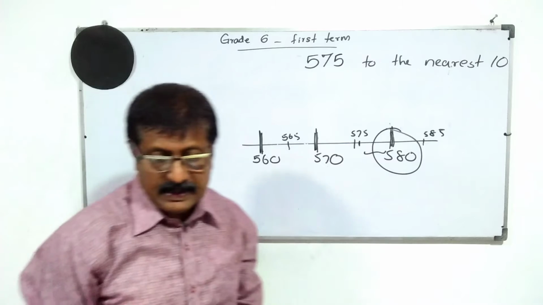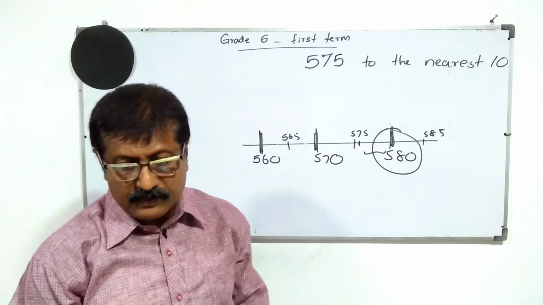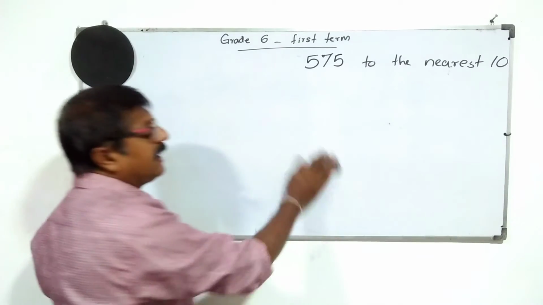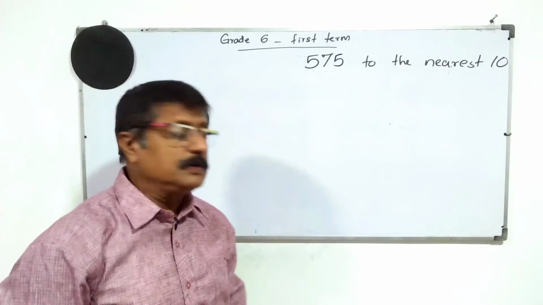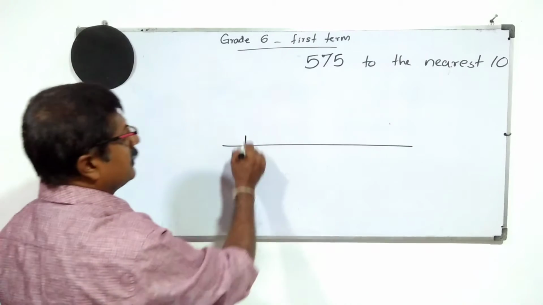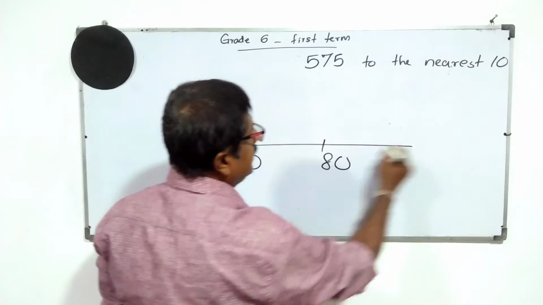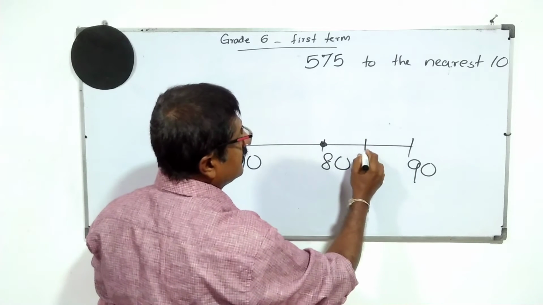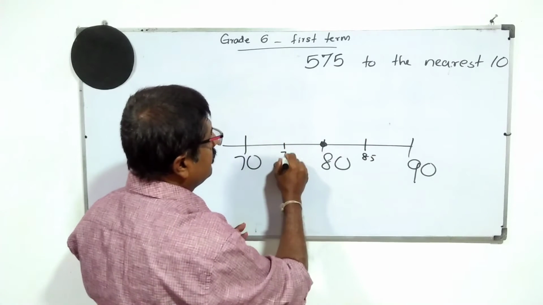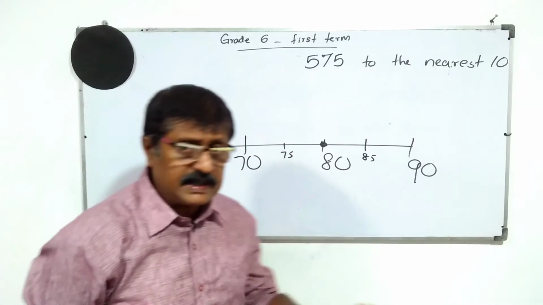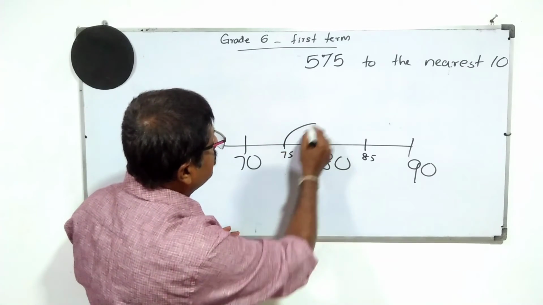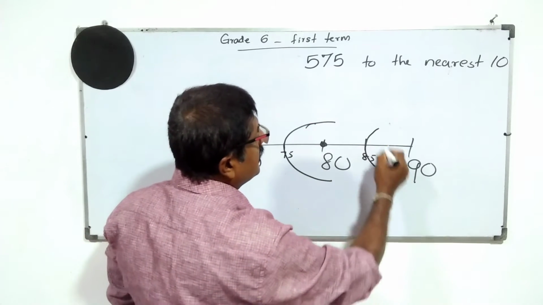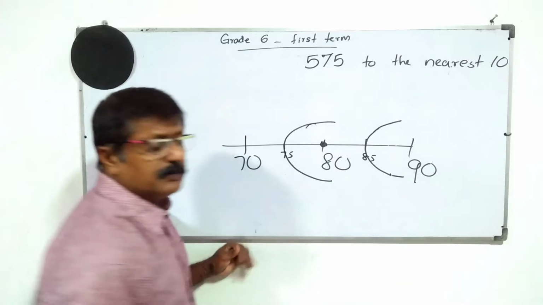Okay, then the other one. When a certain number was rounded off to the nearest 10, it became 80. What are the highest and lowest numbers it could be? Right, here you are, 70, 80, 90. Now, this is the middle 85, and this one 75. Now you know children, if the number is 75, it is rounded off to 80. But if it is 85, it is rounded off to 90.